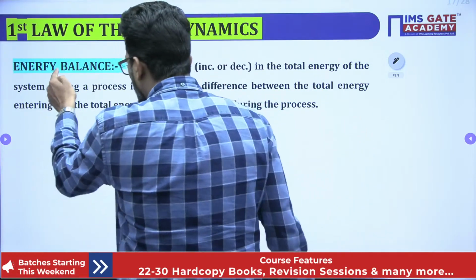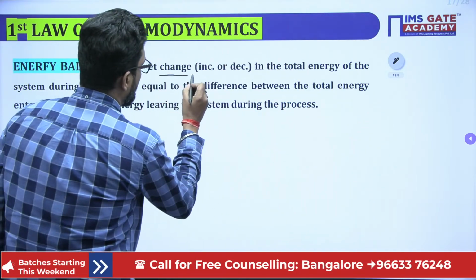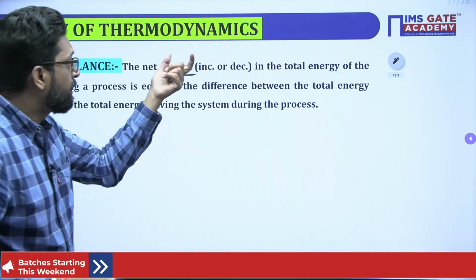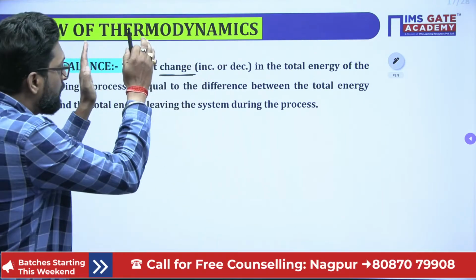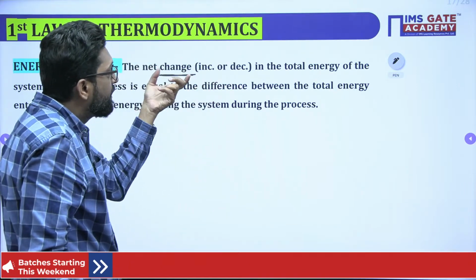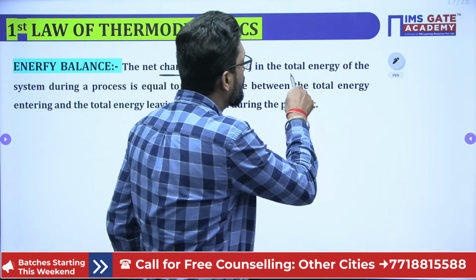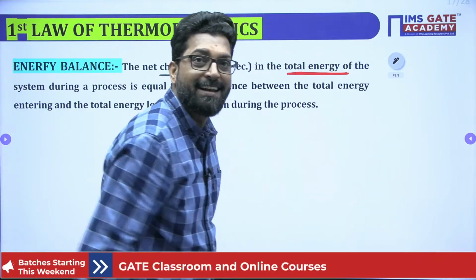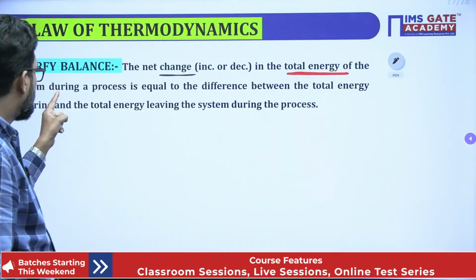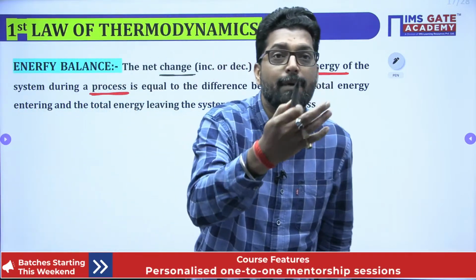Okay. So what does the energy balance say? The net change, see, this is your change, net change. And that change, we already said, is either an increase or a decrease. That means the net change of the system energy, and that system energy is the total energy. That means that total energy of the system either increases or decreases during the process, and what the process is we don't know. It may be reversible, maybe irreversible.